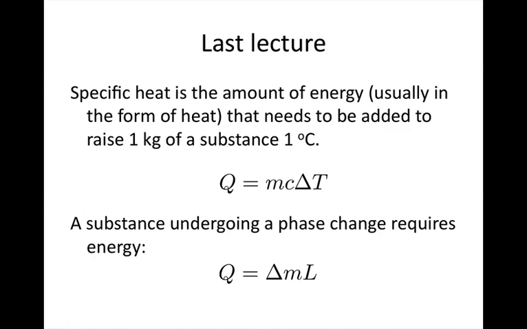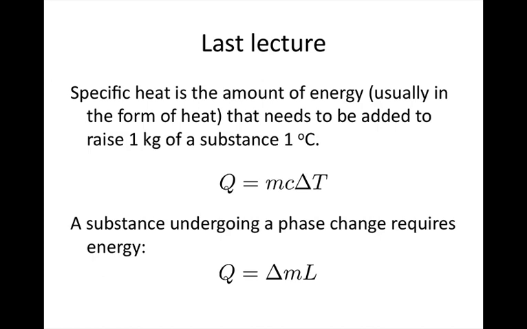After that, we had a look at specific heat. We said that specific heat is the amount of energy, usually in the form of heat, that needs to be added to raise 1 kilogram of a substance 1 degree C or 1 Kelvin. So Q, the amount of heat added, is equal to m, the mass of our substance, times c, the specific heat of the substance, which is different for different substances, times the change in temperature.